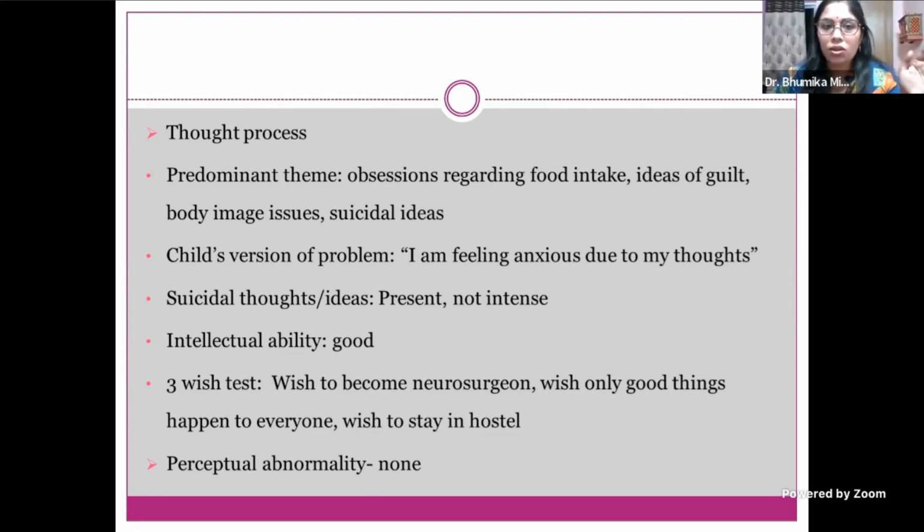He had a good intellectual ability. And on the 3-wish test, when asked about 3 wishes, the first wish, he said that he wants to become a neurosurgeon so that he can heal people. The second wish, that only good things should happen to everyone. There should not be any bad things in the world. And the third wish, he said that he wanted to stay in the hostel when he starts his MBBS course, as he wants to become independent and he doesn't want to be around his parents. There were no perceptual abnormalities detected.